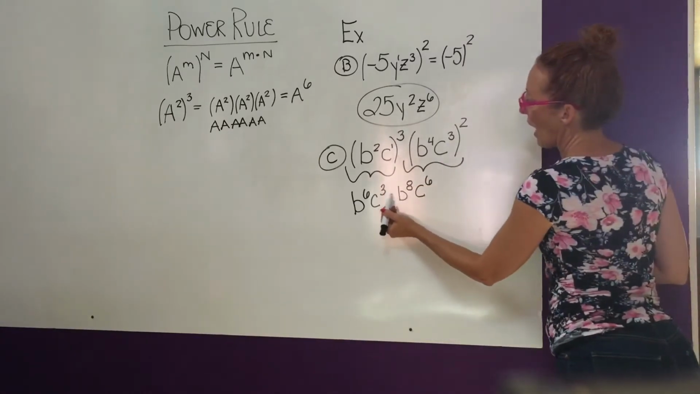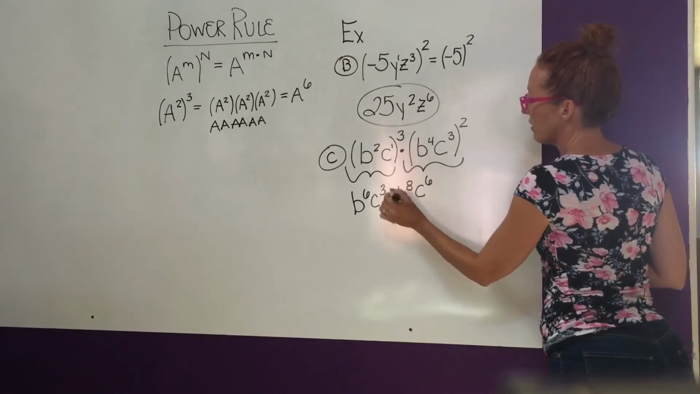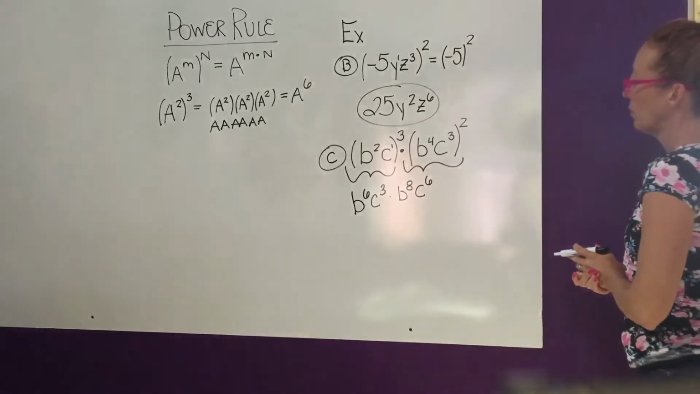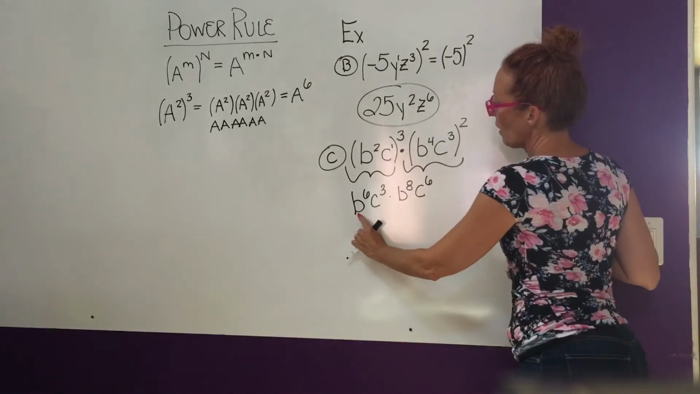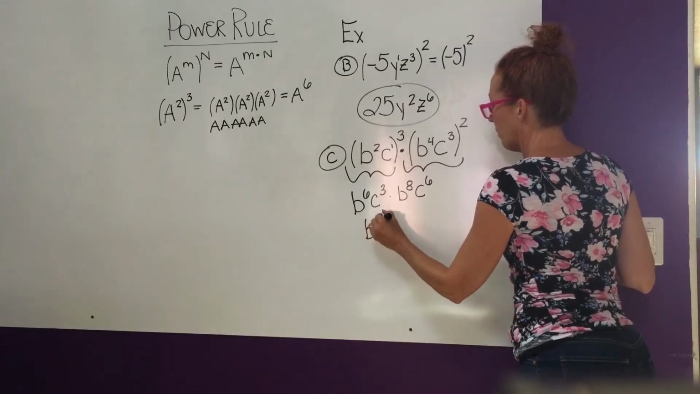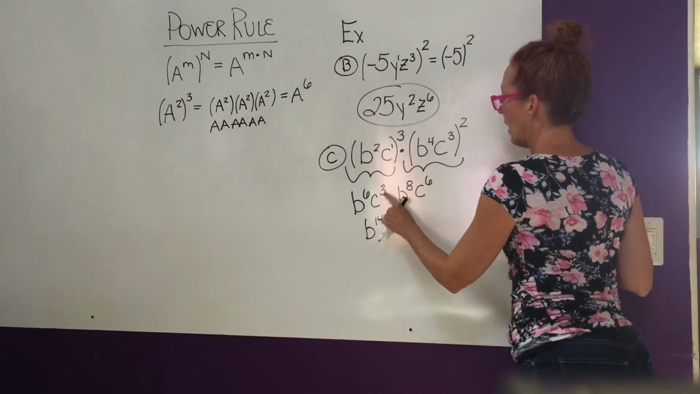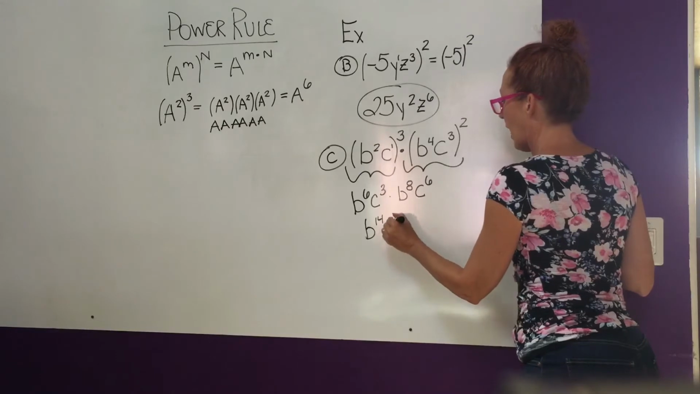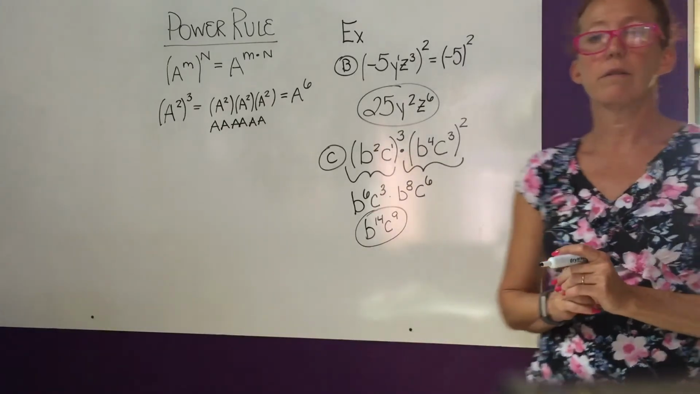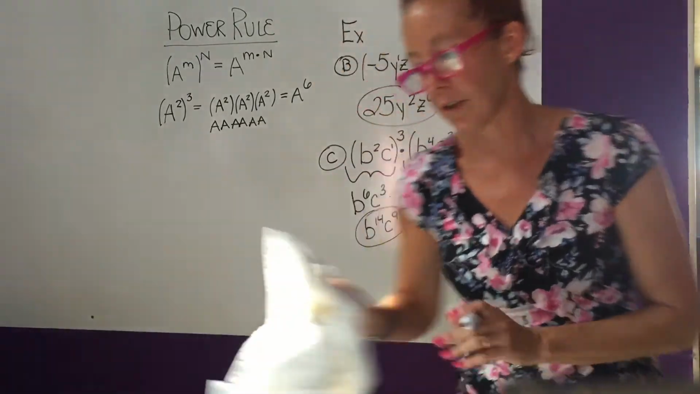Now, we're not trying to add these. This whole thing is still multiply. You can put a little multiply there to kind of separate those if you wish. So b to the 6th and b to the 8th, these are now going to combine for b to the 14th. And 3 and 6 are going to add to c to the 9th. And that is our final answer.